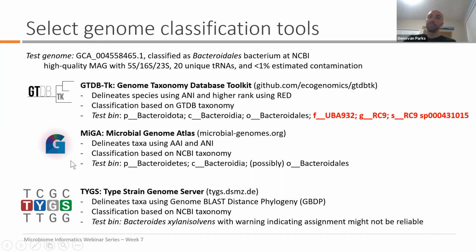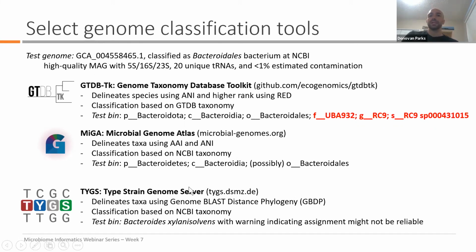Now, importantly, with MiGA you'll get a classification that's relative to the NCBI taxonomic framework. In this case, it will say with confidence that this genome is definitely within the class Bacteroidia, and that it's likely within the order Bacteroidales. Because this is relative to the NCBI taxonomy, it doesn't give you a more specific classification beyond that, because there is no more specific classification within the existing NCBI taxonomy.